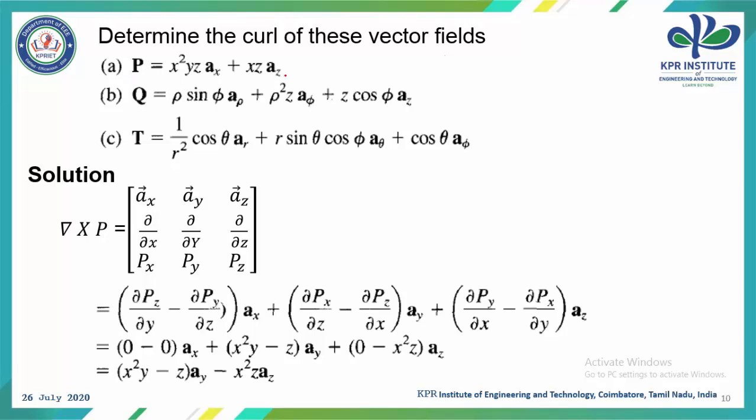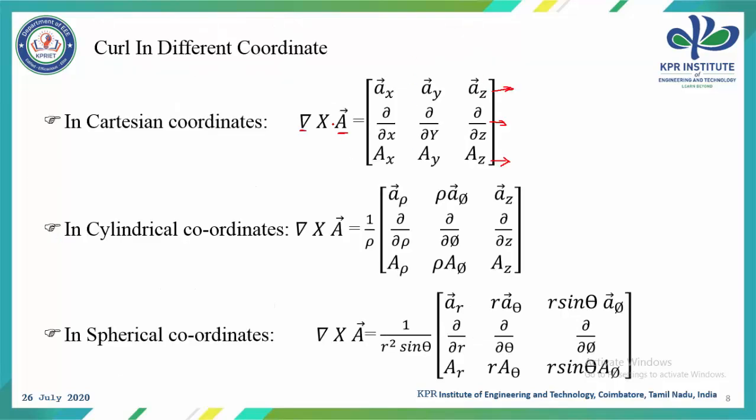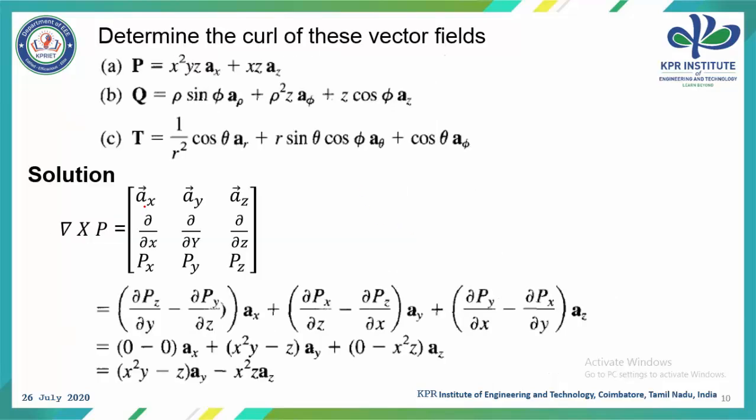What is the coordinate system of this? It is a Cartesian coordinate system. So what is the formula for curl in Cartesian coordinates? This is the formula. Instead of the A vector, here the P vector is given. Therefore, del cross P equals the determinant of ax, ay, az; dou by dou x, dou by dou y, dou by dou z; Px, Py, Pz. How to solve this? You know about matrix determinants. Yes, you are very familiar with how to find the determinant of a matrix. So just take the ax value, just hide this column and this row.